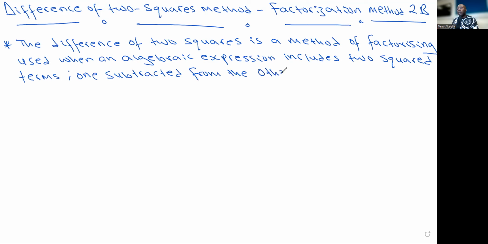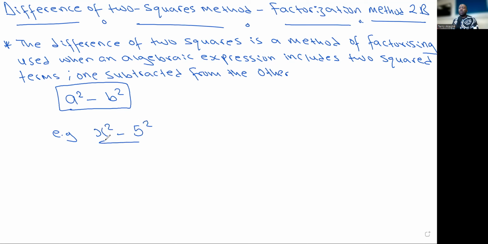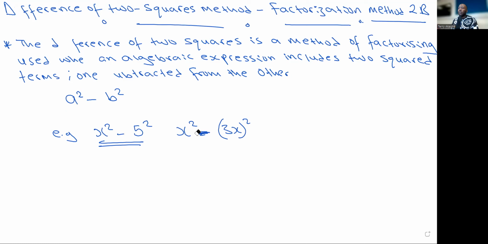Okay, so for example, it's more like saying a squared minus b squared. So this is what we call a difference of two squares. So for example, you could have something like x squared minus 5 squared, okay? Or you can say x squared minus 3x all squared. Are you seeing it?